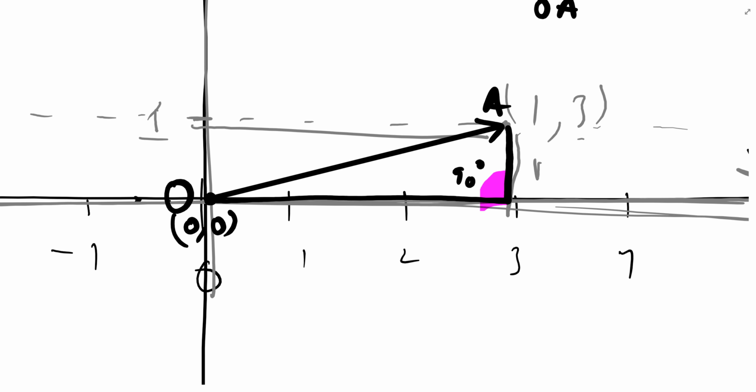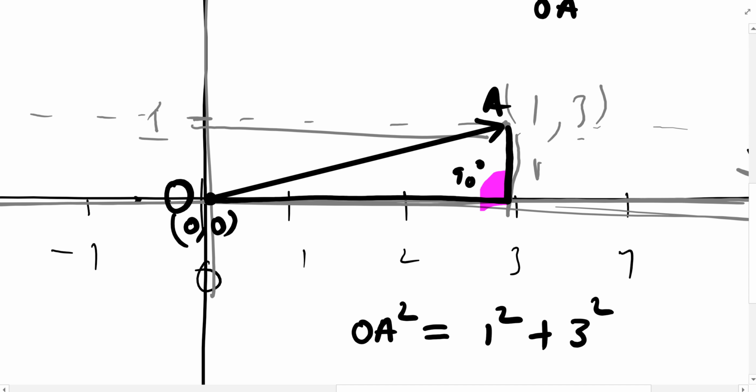So the vector is OA, and let's use the Pythagorean theorem to figure out its length. OA squared, the hypotenuse squared, equals the sum of the squares of the smaller sides. This side is 1. They call it a squared equals b squared plus c squared, but you have to remember it this way, it's going to be easier: the largest side squared equals the sum of the squares of the smaller sides. Now this side length is 3, squared.